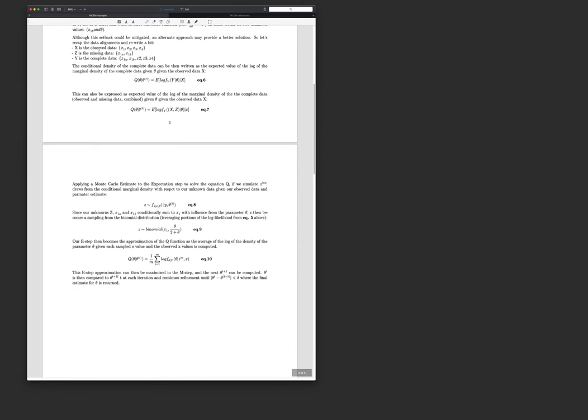Let's recap what our observed data is. That's the X1, X2, X3, X4 over the four categories. Z is our missing, unobserved data. That's the subset of X1, so X1A, X1B. And then we have our complete data.